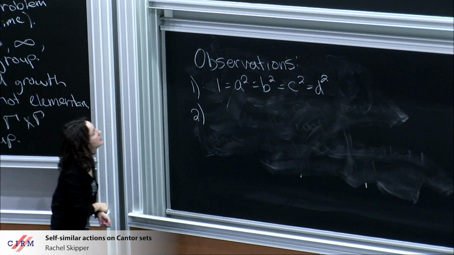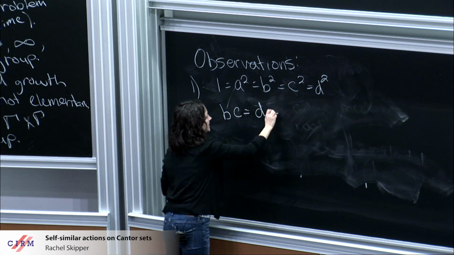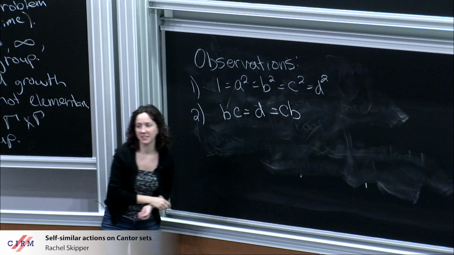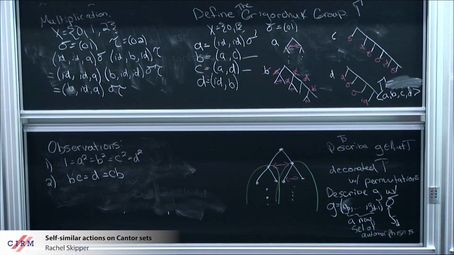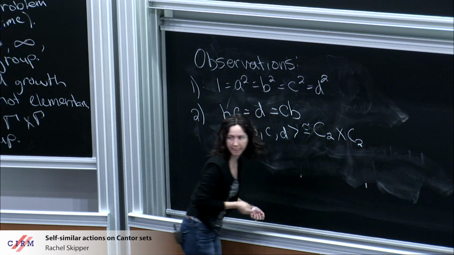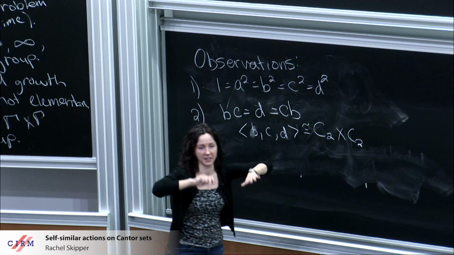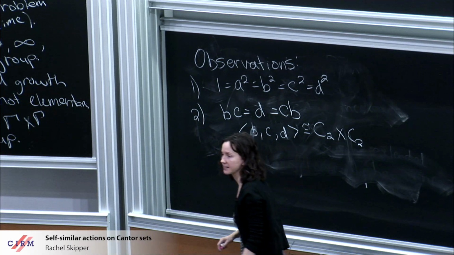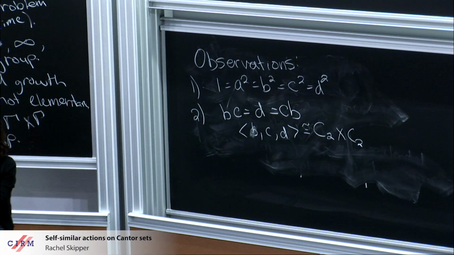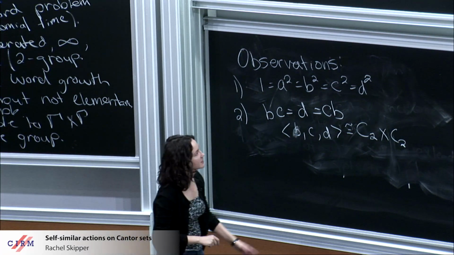Observation 2 is that BC equals D, which also equals CB. So what that means is these 3 elements, B, C, and D, are just going to generate for us a Klein 4 group. Again, this is just because none of these permutations are going to be interfering with any of the others. If you have a permutation that's on some path to the root above your permutation, then you get some interaction. But here we don't, so these are all independent.